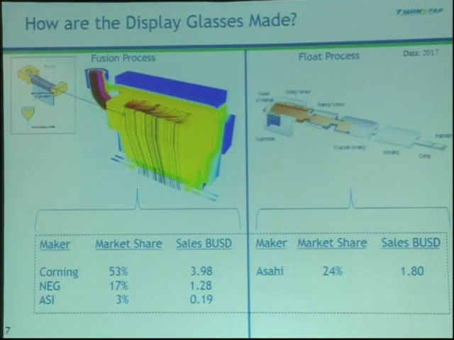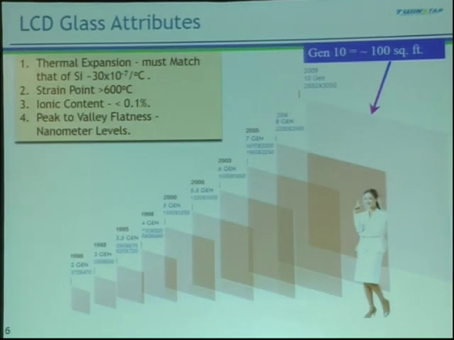So these last two factors are very important and so difficult to achieve that there are only 4 makers of glass in the world: Corning, Asahi, NEG, and ASI. Other small players are coming, but they have not achieved success so far for higher generations.